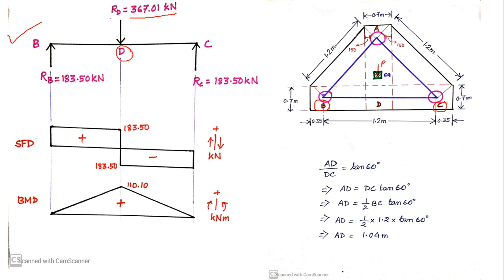So I can write RD is 367.01 kilonewton, or you can say that this is the load coming into the beam BC. Now you can calculate the reactions developed at point B and C. RB, if you see, it will come out to be 183.50 kilonewton, and RC, that is the reaction at C, will come out to be 183.50 kilonewton. Okay, if you know the reactions, again you can draw the SFD and BMD.